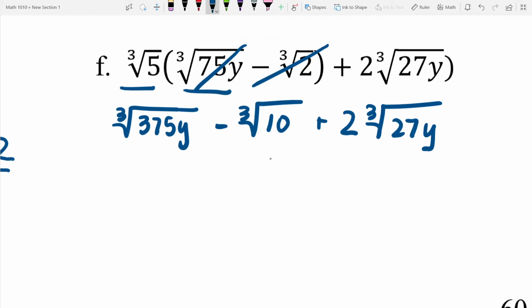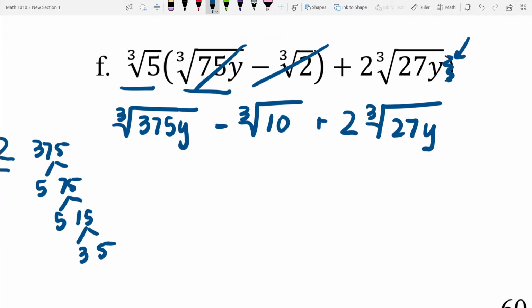See that parenthesis right there? Cross that out. It shouldn't be there. Okay, let's break down 375. Well, I know 375 is 5 times 75. I know that right now. 75 is 5 times, what is that? 15, I think? Yeah, thank you. And then 15 is 3 times 5.